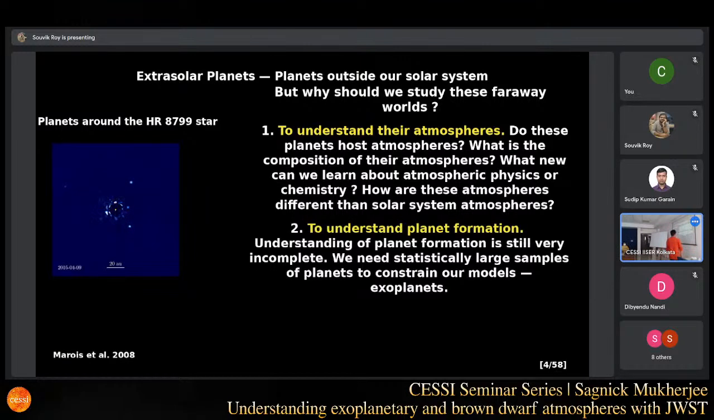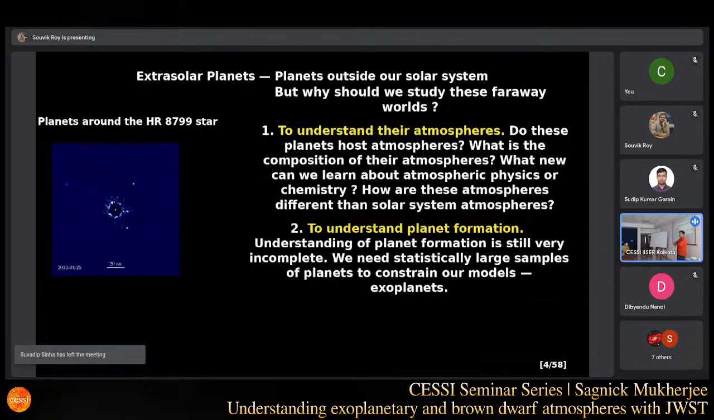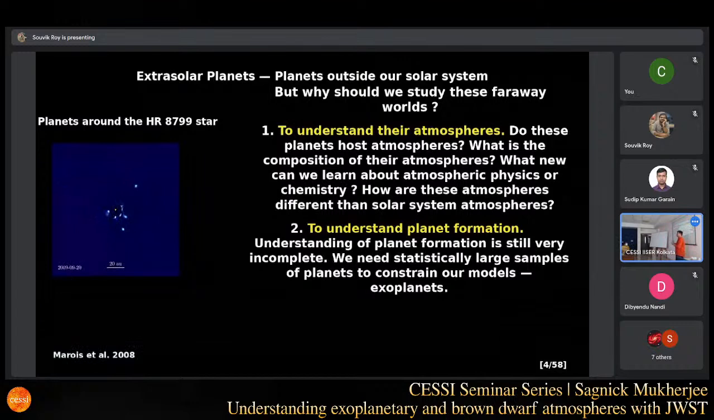But there are other reasons, such as understanding planet formation. Earlier, we developed some planet formation theories based on our solar system, but our solar system has only 8 planets. To constrain any theory, you need statistically large samples. Where do you get that? We have already discovered 5,000 exoplanets. So if you have a theory of how planets form, it should work for all these exoplanets. Exoplanets are a great way to constrain your planet formation theory, because there is still a lot to be understood about planet formation. So this is another motivation.